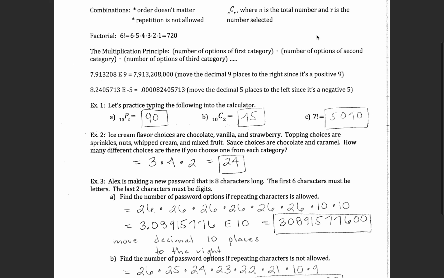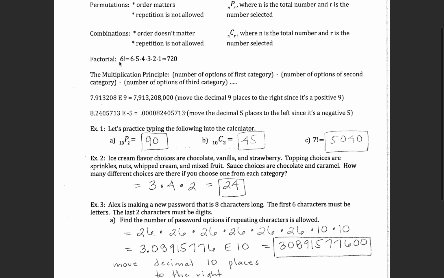A couple more things to point out. A factorial, that exclamation point, is a shorthand notation for a whole bunch of multiplication that we did not want to write out. So I don't want to have to write 6 times 5 times 4 times 3 times 2 times 1 every time I need to use a factorial. So instead, I use this symbol right here that means to multiply by all those numbers less than 6.